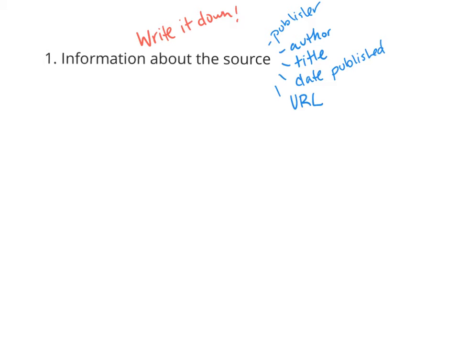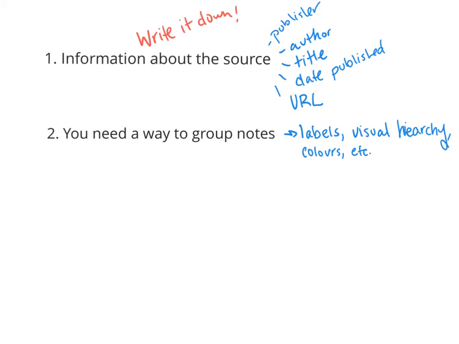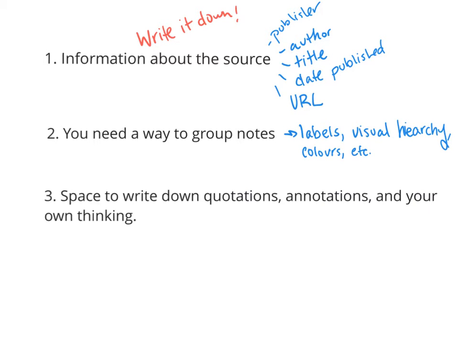Your note-taking system should also allow you to have a way to group your notes. You'll want to be able to label them or color code them or organize your notes in a way that you can arrange them in the best way that makes sense for you and for your topic. And that can come in a whole bunch of different forms. You should also make sure that your system allows you to have space for you to write down quotations, like direct text straight from the source, as well as comments, your thoughts and questions, and summaries as well. So, information from the text in your own words.